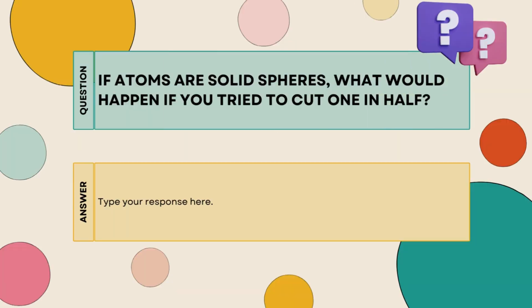If atoms are solid spheres, what would happen if you tried to cut one in half? If you cut the atom in the center, what would occur? Is the electron divided into 2 equal parts? Is the nucleus divided into 2 equal parts? Can the atom be divided into equal parts or not? If you know the answer, type your answer in the comment. Now I give you the answer.